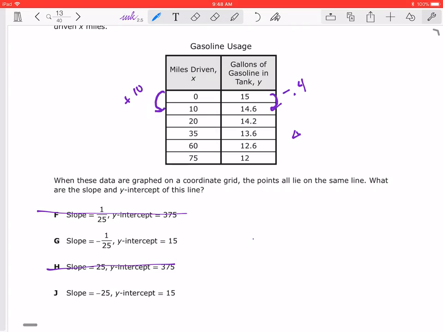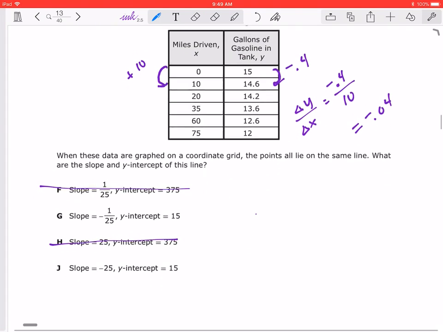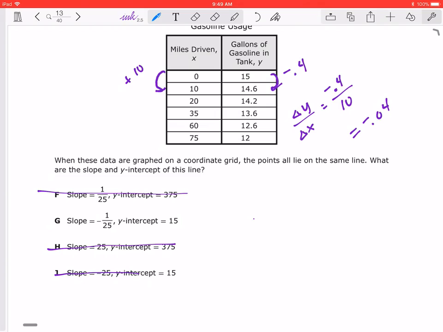So in order for us to write our slope, it is the change in y over the change in x. So that would be -0.4 over 10. Well, let's see. Divided by 10. That's going to be equal to -0.04. Well, I don't know what that fraction is. How am I going to deal with this? Listen, in terms of this question, that's going to discount J, because J is -25, which is a whole number, not a fraction. Okay?